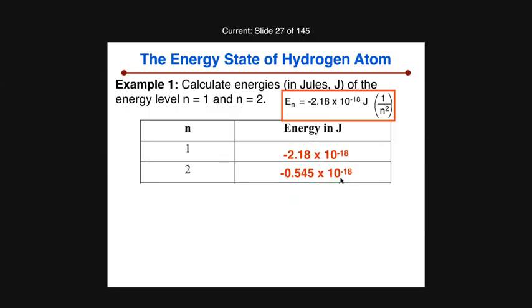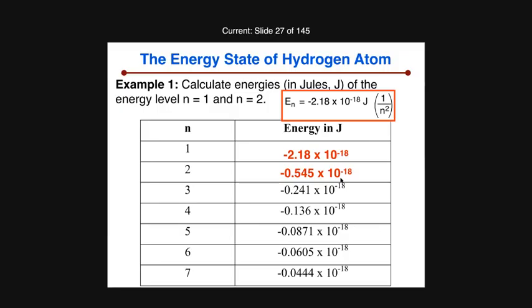Now if you do the same thing for n equal to 3, 4, 5, and 6, you are going to get these numbers. Again, the exponent here is 10 to negative 18 because I moved the decimal place. If you plug this into your calculator, it will not give you 10 to negative 18. It gives you 10 to negative 19 or something, but you just have to move the decimal point for this one.